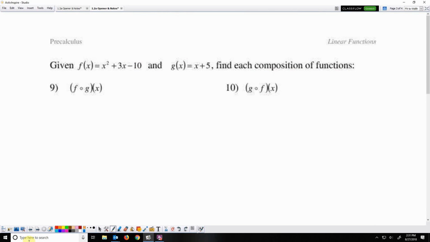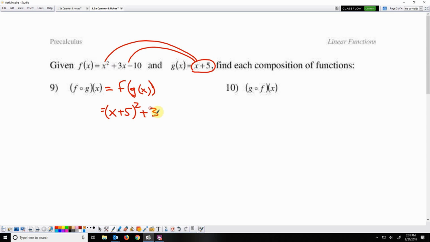Now we're going to do a function of a function. So another way of writing this would be f of g of x, which means g of x gets substituted in all the x's in f of x. So that's x plus 5 squared. That x is gone. X plus 5 goes in its place. The next x goes away. X plus 5 substitutes in for it.